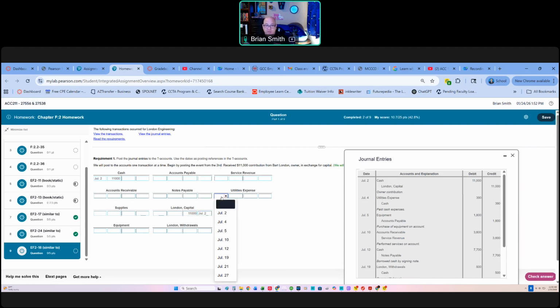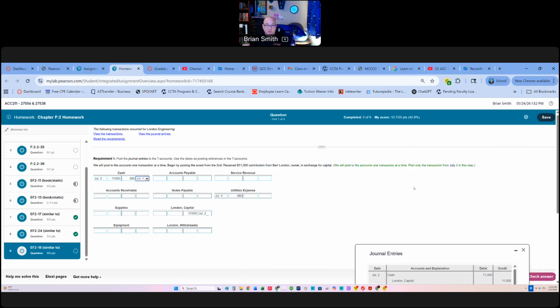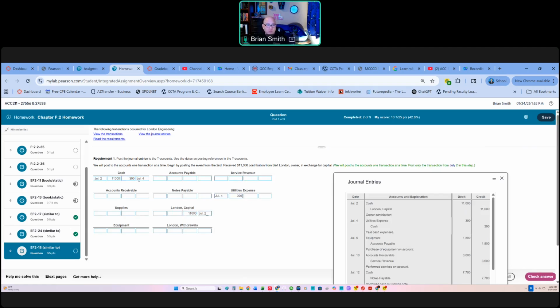Utility expense debit for July 4th in the amount of $390. Cash, $390. July 4th. Do we need to hit post or something? Because how am I going to get a new amount? A new line?